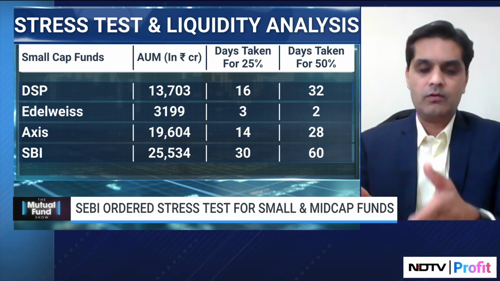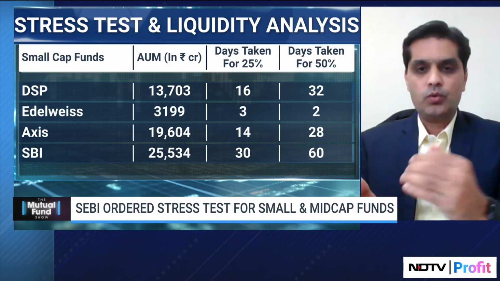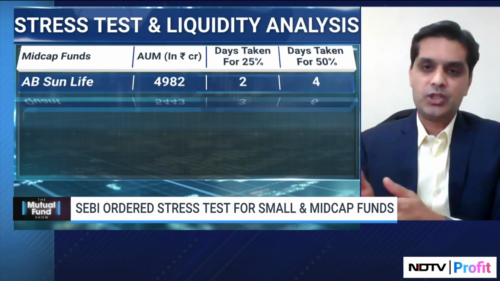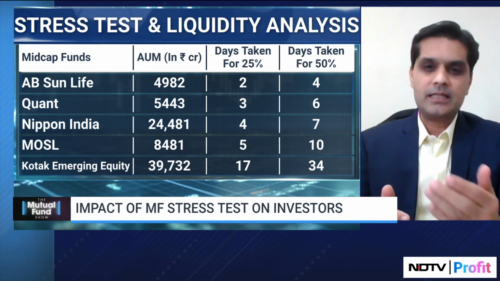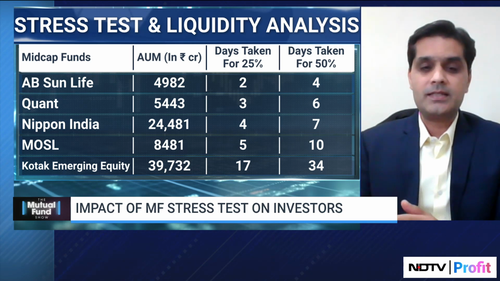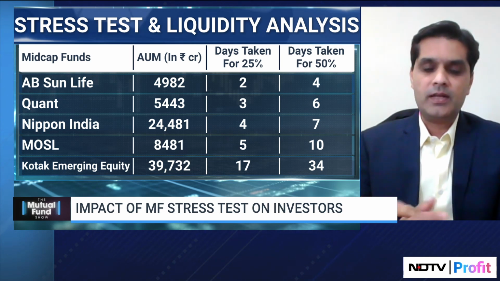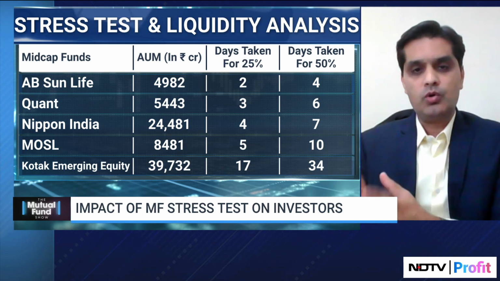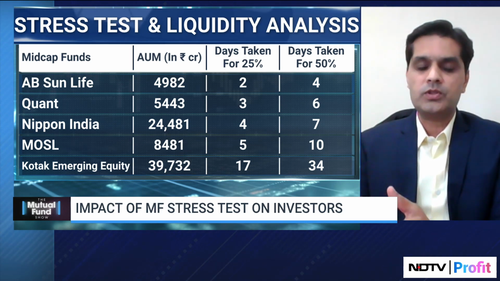I've seen that in quite a number of cases since morning today: funds showing days above 30 actually have very high composition in small cap, much above the 65% stipulated composition. They have almost 70, 80%. In some cases, I've seen a fund with over 90% allocation in small cap and the number of days being greater than 30. So if you are a true to label small cap fund, you will take more days to liquidate your portfolio. That goes without saying.